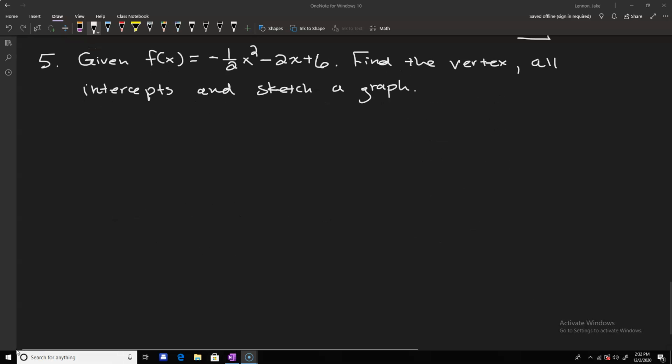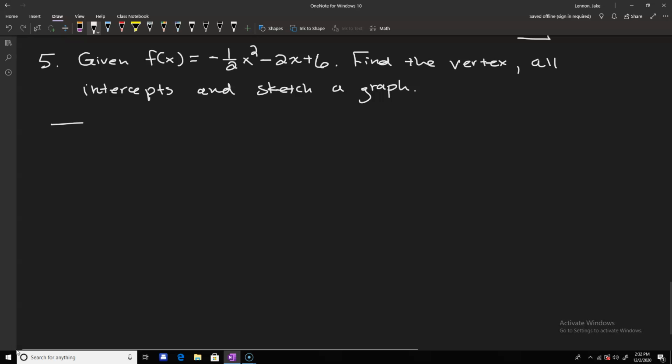Okay, for number 5 here, we're given a quadratic function, f of x equals minus 1/2 x squared minus 2x plus 6. So we want to find the vertex, all the intercepts, and sketch a graph. Again, you should kind of have a vague idea of what the graph should look like, right? You know the shape of a parabola, and by looking at that leading coefficient minus 1/2, since it's negative, it should be opening downward. So let's go ahead and go through each of these parts.